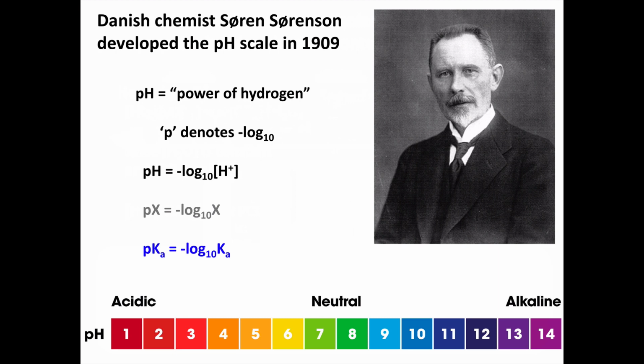At around the same time, the Danish chemist Søren Sørensen developed the pH scale. pH basically means the power of hydrogen, and putting the letter P in front of a chemical concentration means that you are looking at the negative log 10 of that concentration. Thus, pH equals the negative log 10 of the hydrogen ion concentration in a solution. And you can put the letter P in front of any concentration or any variable if you wanted to, so we can talk about pKa, which would be the negative log 10 of the acid dissociation constant of any given chemical.